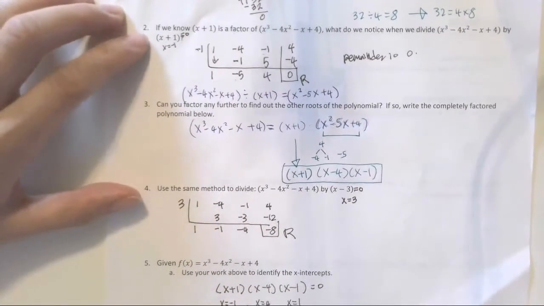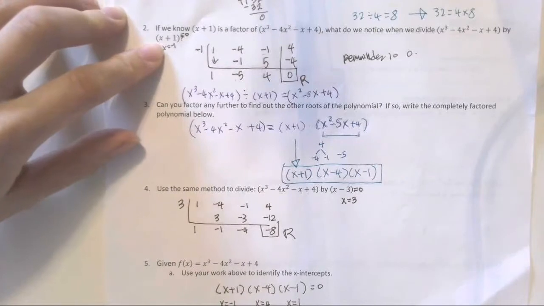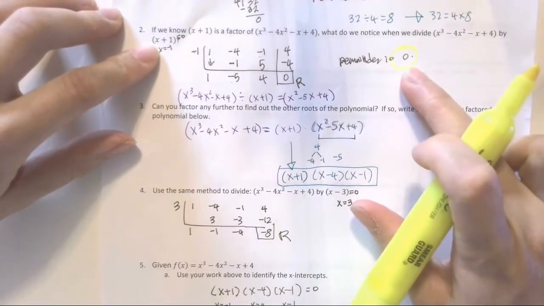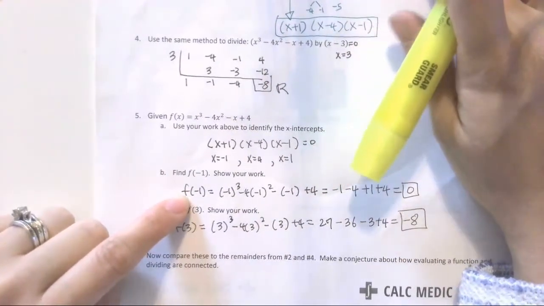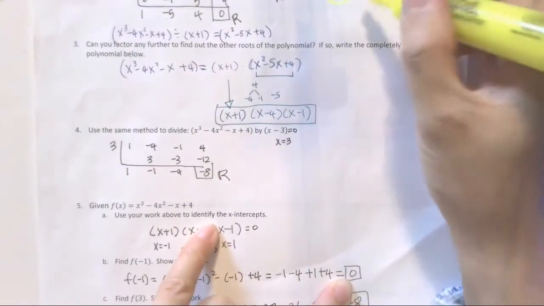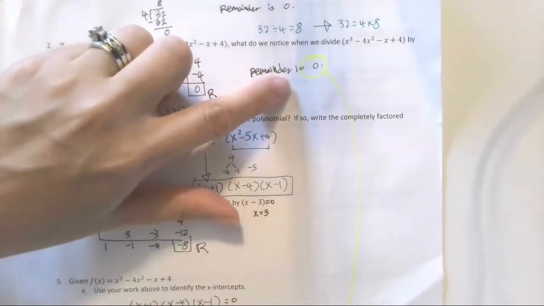All right, let's look at number 2. When you divide by x plus 1, what was our remainder? Remainder was 0. When you did f of negative 1, what did you get? 0. So they're the same thing.